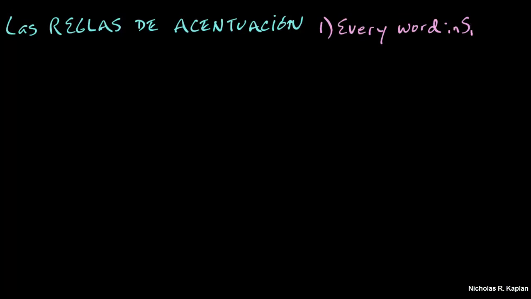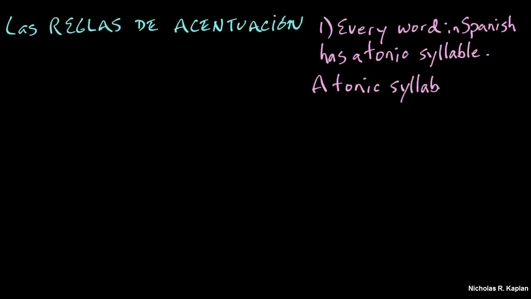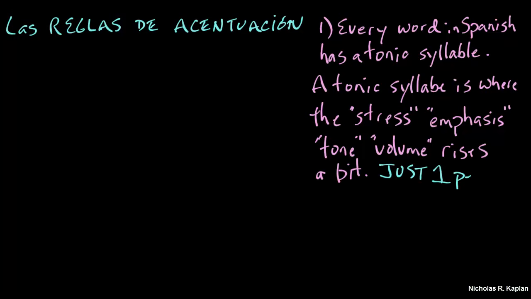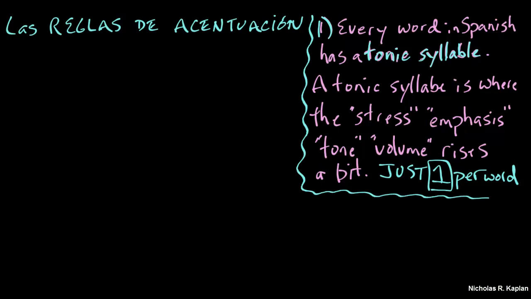Las reglas de acentuación. All right, so every word in Spanish has a tonic syllable. A tonic syllable is where your volume rises just a little bit, or the word is stressed just a little bit more, or you place a little bit of emphasis on it. But the question is, how do you know where you put that extra stress on the word when you're doing your inflection? So I'm going to try to give you some examples today, and I'm probably going to over-enunciate because I'm here and you're there, and I want to make sure you really understand this.